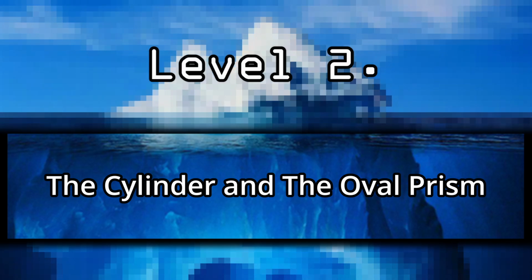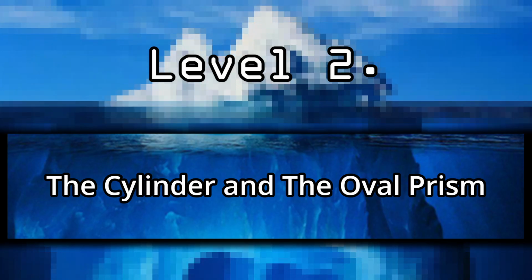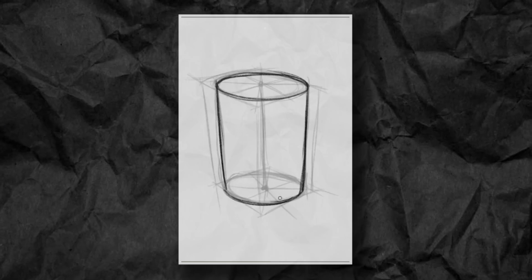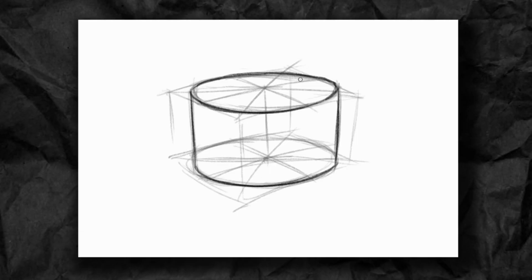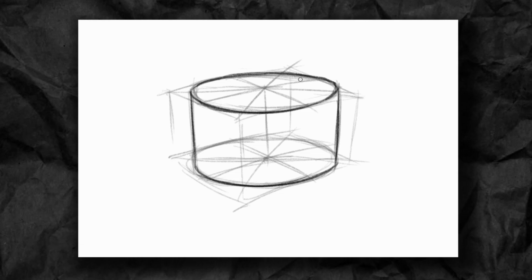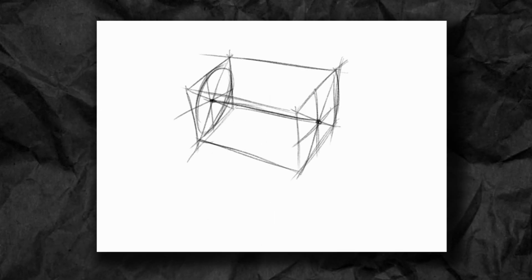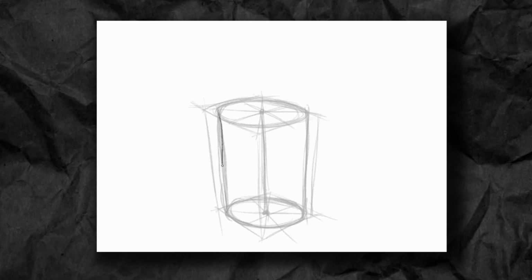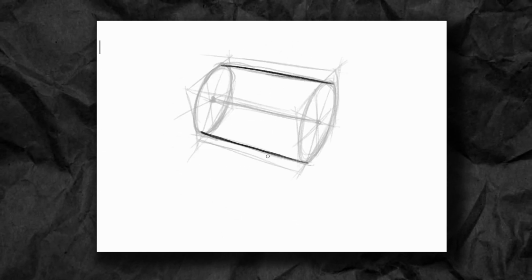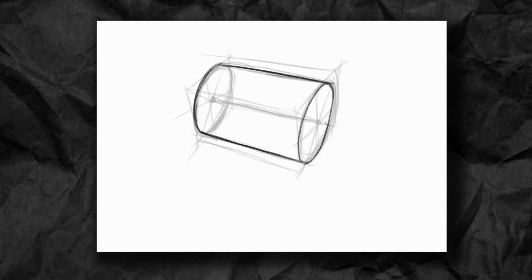Speaking of which, next up we have the cylinder and the oval prism. A cylinder is composed of two parallel circles joined to each other. An oval prism is a cylinder that has elliptical bases. To draw a cylinder, start with a cube or a cuboid with two opposite square faces and draw a circle inside each one. Then connect the circles. The drawing process for an oval prism is the same, but rectangular faces are used instead of square ones.